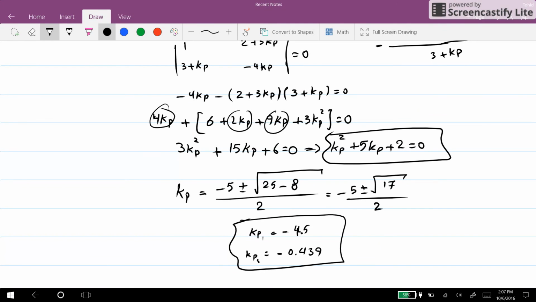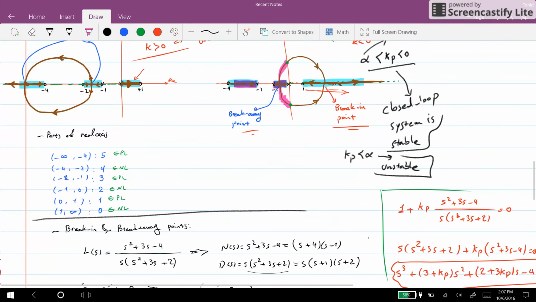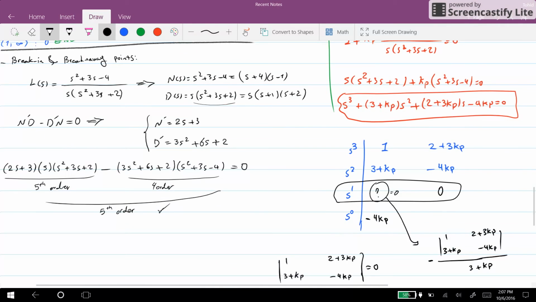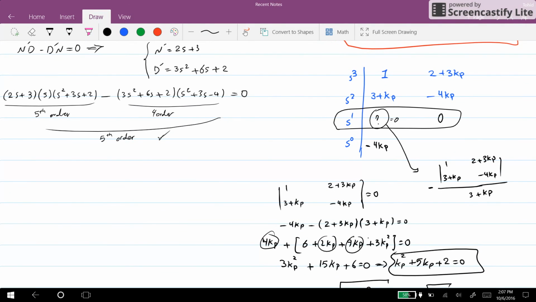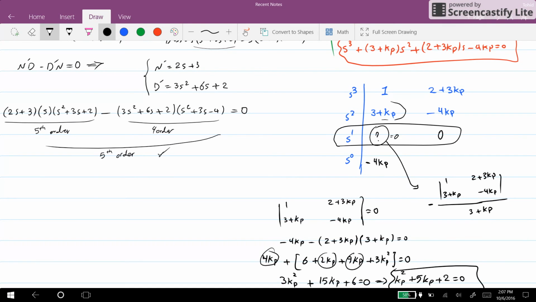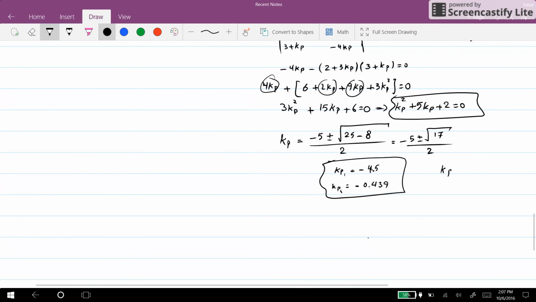So we have two values, but which one is the valid one? We cannot have both of them valid in this situation. So let's see which one of them is the correct one. We can refer to our root locus table as well. So from here we can see that if we want to have our system stable, we need to have Kp smaller than 0 and bigger than alpha, and alpha is one of these two values.